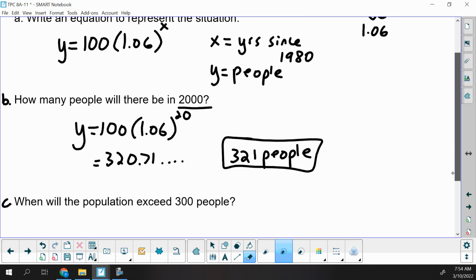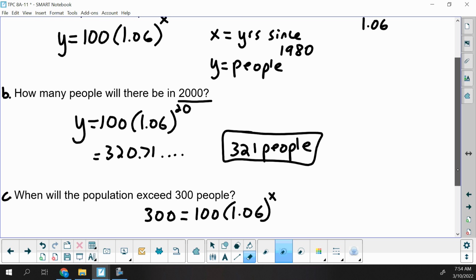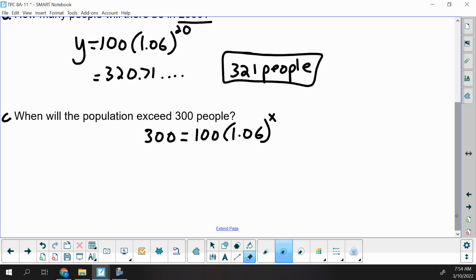Now, the other follow-up question that could occur is what if they tell us a number of people and we want to find when that would happen? In our equation, we said y is equal to people. So we're going to have 300 in for y: 300 equals 100 times 1.06 raised to the x. Now we're going to solve for x. First thing we'll want to do is divide both sides by 100, and we'll get 3 equals 1.06 to the x.